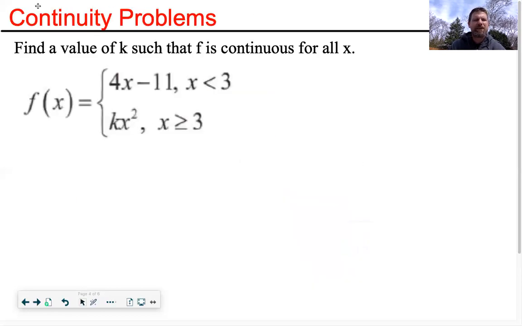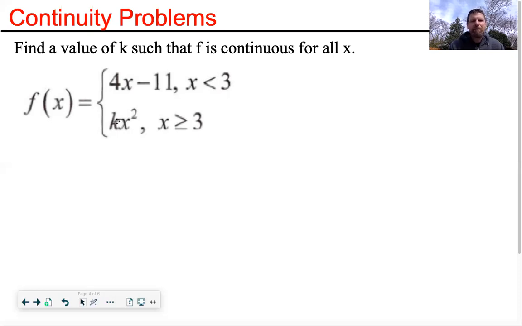All right, so find a value of k such that f of x is continuous for all x. So I've got a piecewise function here again. When I look at 4x minus 11, I'm not too worried about that because that's just a line. Lines are continuous everywhere. When I look at k times x squared, I'm not too worried about that either because I know x squared is a continuous function and multiplying it by some k just gives me a vertical translation, a vertical stretch, if you will.